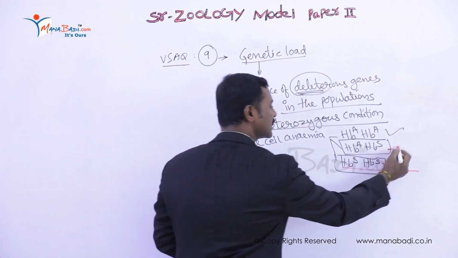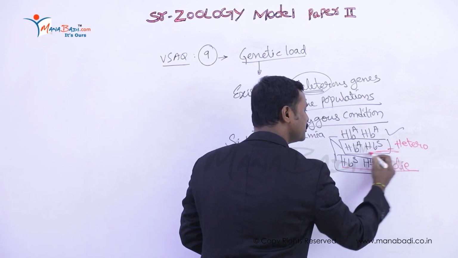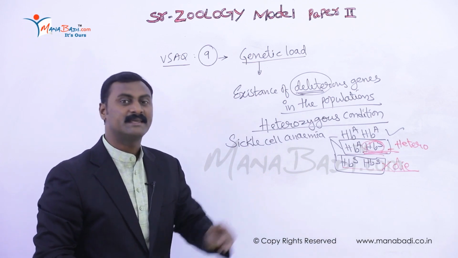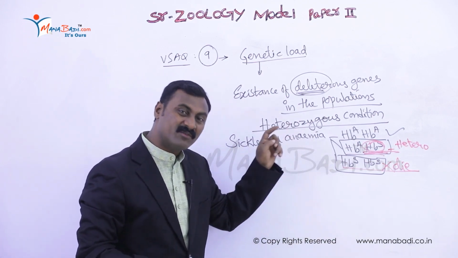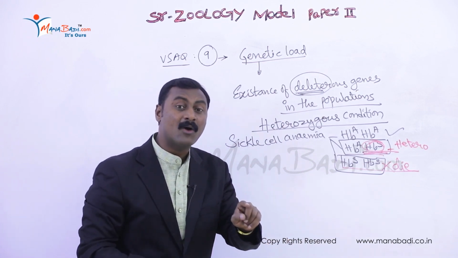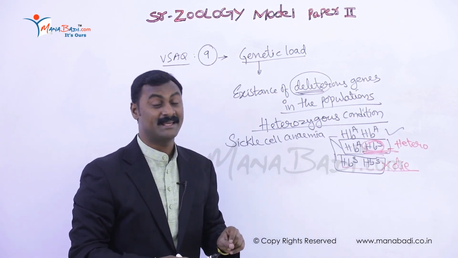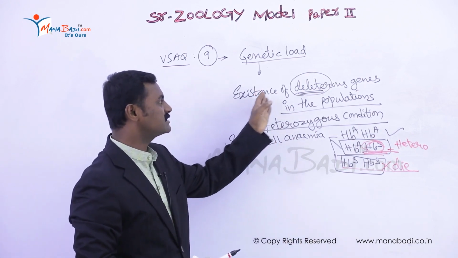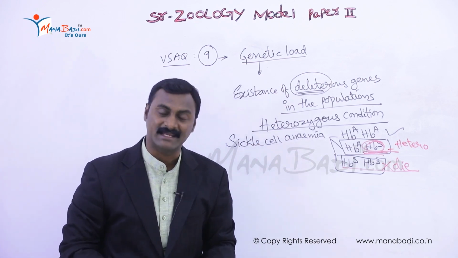But in the heterozygous condition, whatever dangerous gene is there, that is HbS, is surviving. That's why this type of dangerous gene is continuing in the population, and these people have a particular character: they are resistant to malaria also. So genetic load means existence of deleterious genes in the population. The example is sickle cell anemia.